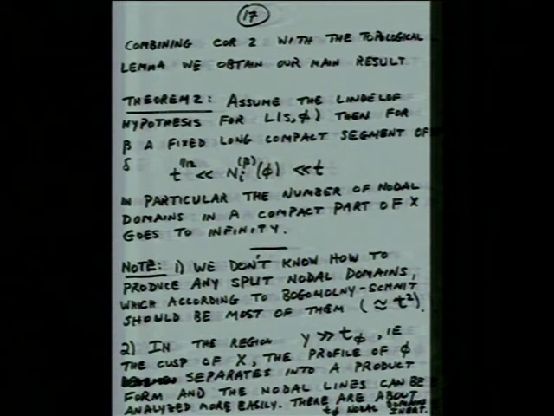So there are the inert ones and the split ones. We have no idea how to make even one split one. This is a really interesting problem. Just create for me one split one. Most of them are supposed to be split. The percolation suggests most of them are split.